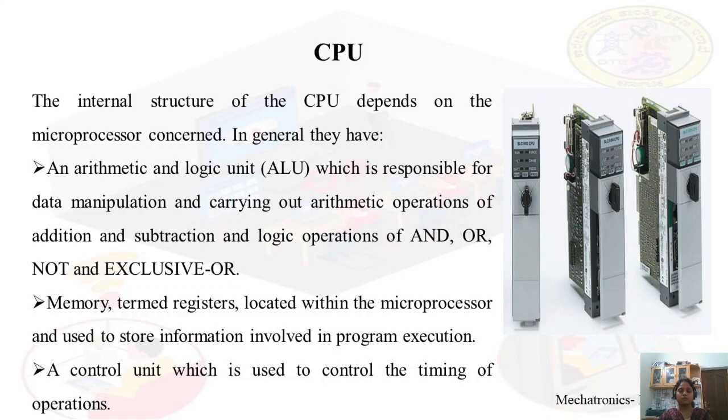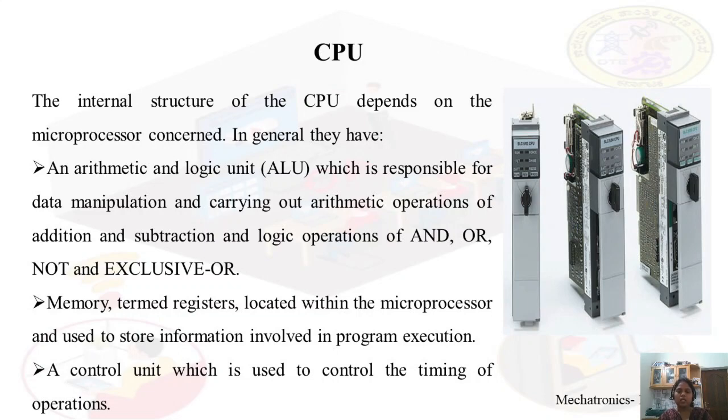What is CPU? Central processing unit. What does it do? The internal structure of the CPU depends on the microprocessor concerned. So in general, they have an arithmetic and logic unit. What does this ALU do? It is responsible for data manipulations and carrying out arithmetic operations like addition, subtraction, etc. And even logical operations, that is AND operation, OR operation, NOT operation, XOR operation, etc. So it performs the arithmetical and logical operations.